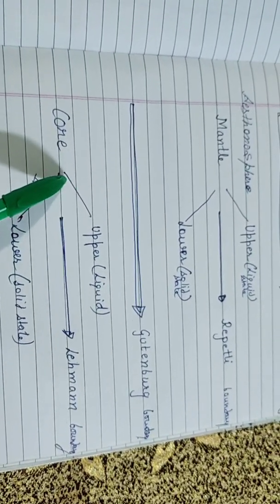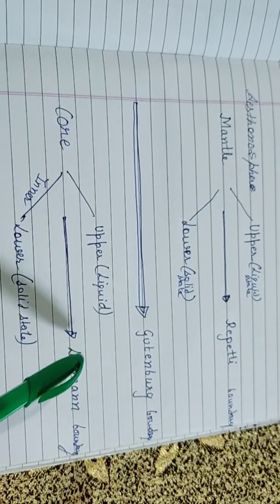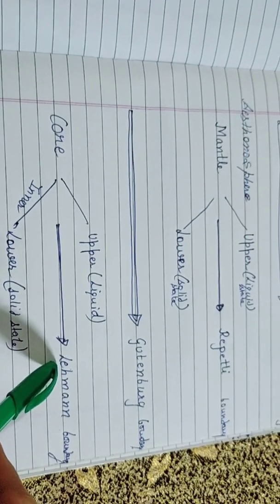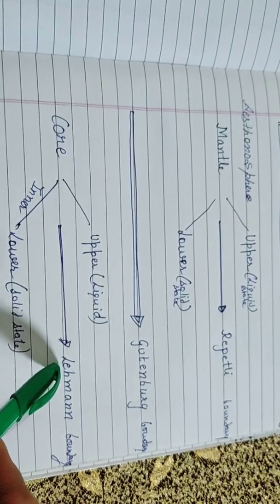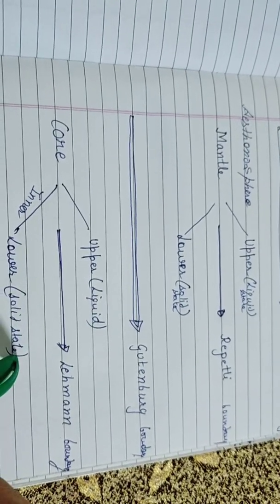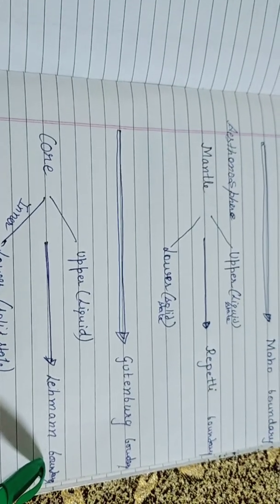Between the upper and lower layer there is a boundary line which tells us that there is a change in the nature of the structure. What is the changing nature? The upper one is liquid and the lower one is solid in state. This boundary is known as the Lehmann boundary.